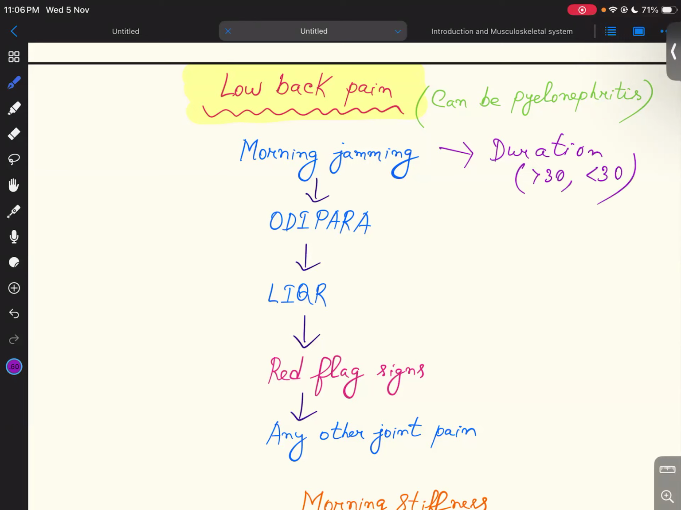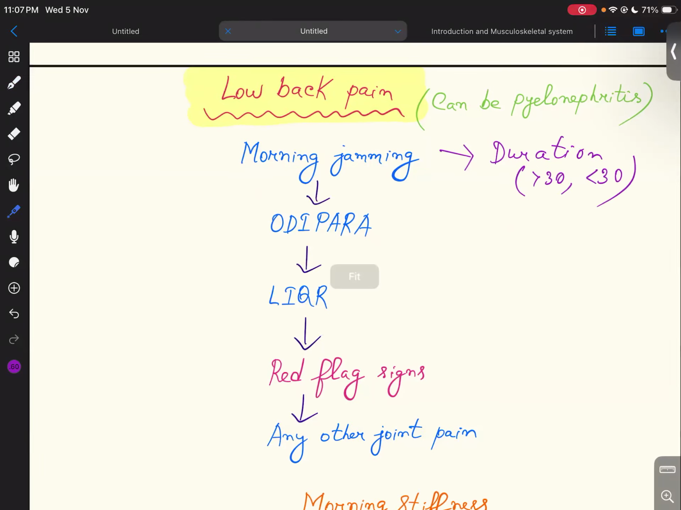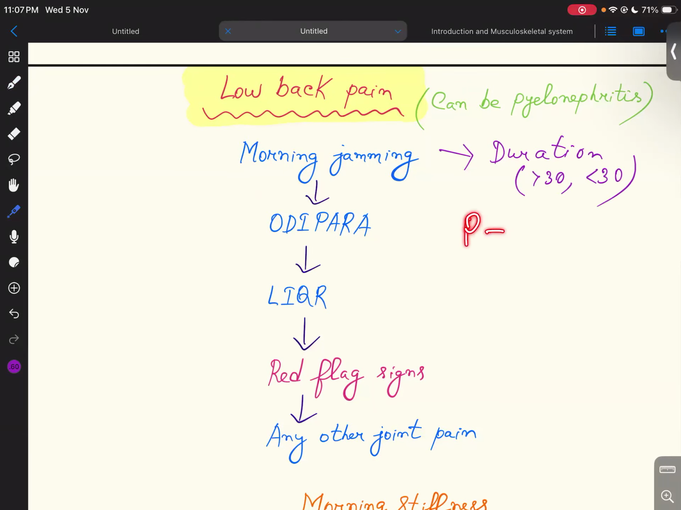Then we have to analyze the symptom using the mnemonic ODIPAR. O goes for onset, D goes for duration. O for onset: how did the symptom start? D for duration: for how long you are having this symptom. I goes for initial episode, whether this is the first time you are having this kind of problem. P goes for progression. We have to ask, is the pain gradually increasing or decreasing day by day?